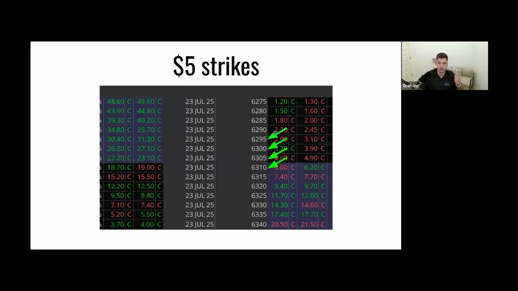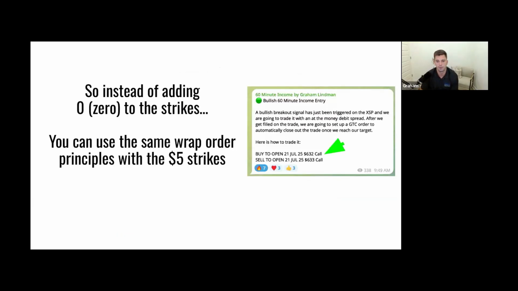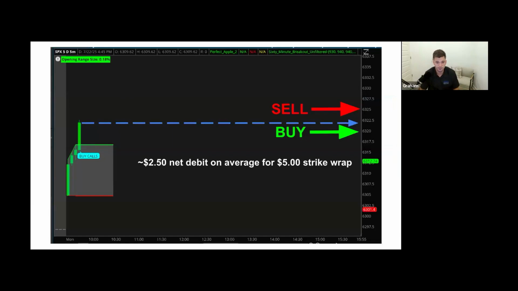It has $5 strikes. So like XSP goes 629, 630, 631, 632. SPX has a strike in between those, which allows you to be just a little bit more nimble. That means we can tighten up our strikes if you want to. So instead of adding a zero to the strikes, you can just use the same wrap order principles with the $5 strike.